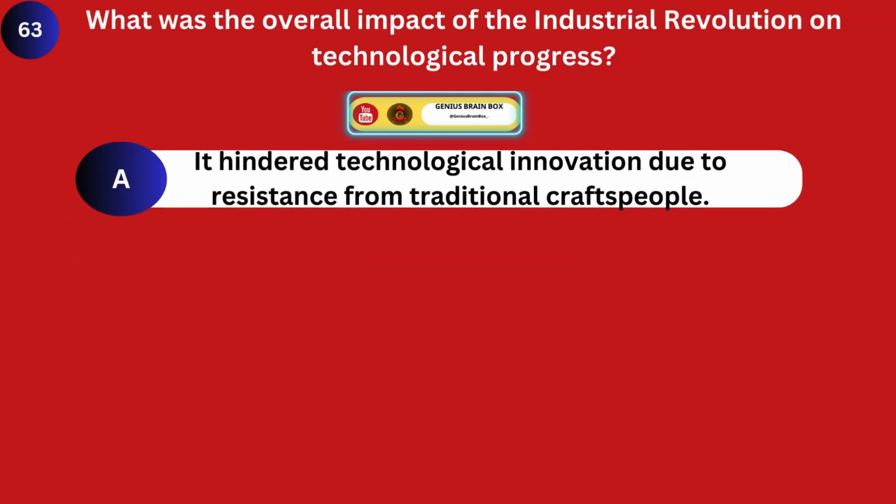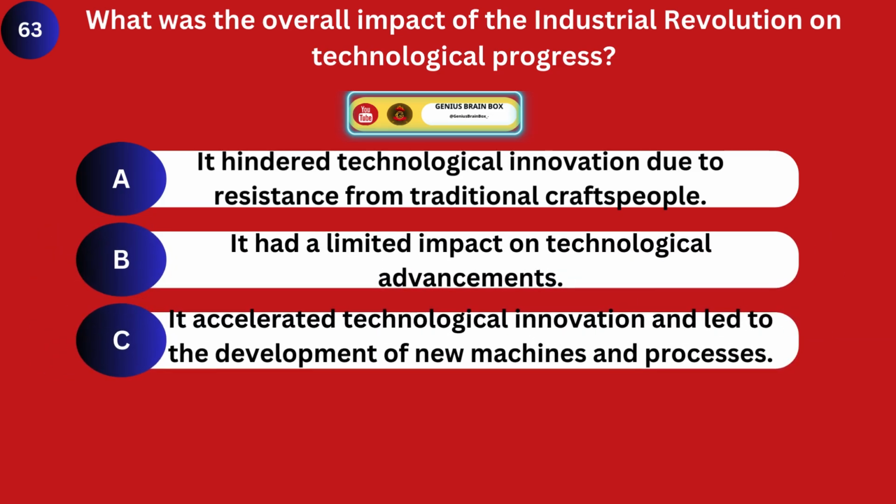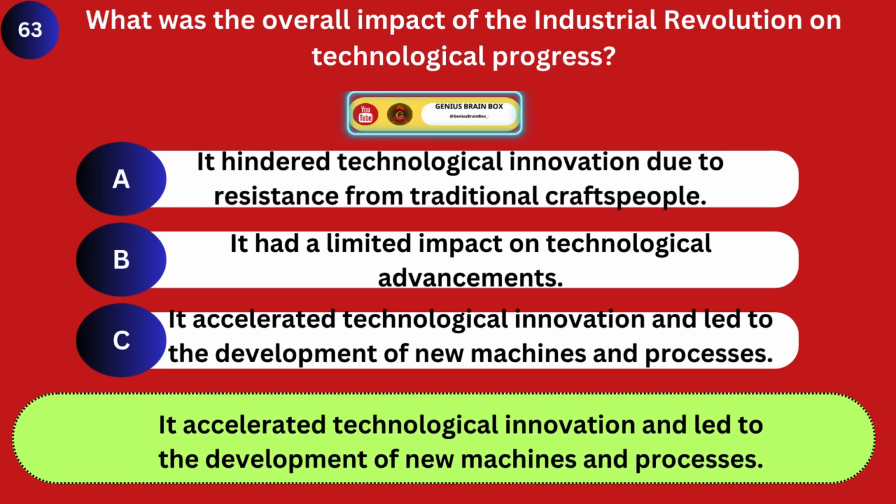What was the overall impact of the Industrial Revolution on technological progress? Option A. It hindered technological innovation due to resistance from traditional craftspeople. Option B. It had a limited impact on technological advancements. Option C. It accelerated technological innovation and led to the development of new machines and processes. Correct answer is: it accelerated technological innovation and led to the development of new machines and processes.